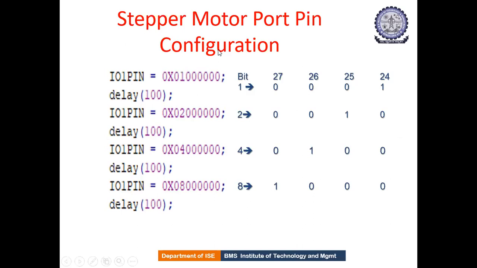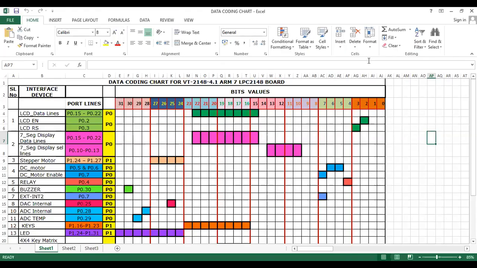So we will see the stepper motor execution and coding in the Keil software. Before going to the coding part, see, this is the data sheet which is given by the manufacturers. This will be displayed for all the students so that you can know to which port number and to which bit number your lines are connected. See here, LCD is connected to port 0, bits 15 to 24, the 7 segment display is 4 bits, and the stepper motor is port 1, bits 24 to 27.